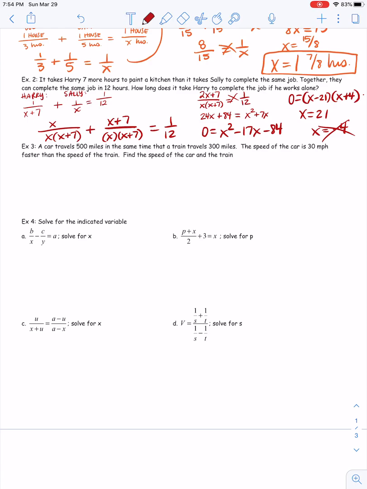Okay, be careful here. I almost made a huge mistake. Notice the question asks, how long does it take Harry to complete the job if he works alone? Well, x is 21. That's how long it took Sally to complete the job. Harry is x plus 7, so it takes Harry 28 hours. And I said it, I just boxed in the wrong thing, okay?